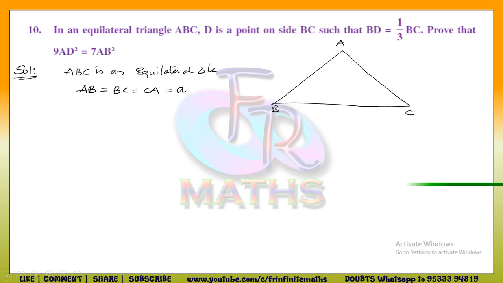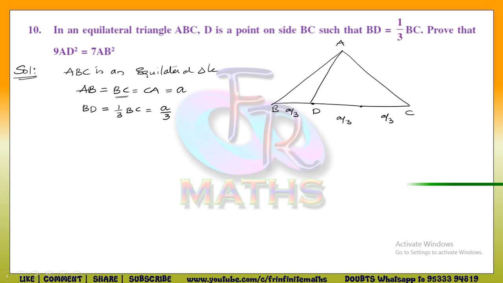Right. Next, D is a point on side BC such that BD is equal to 1/3 of BC. That means if you divide this particular side into 3 parts, this point D is nothing but 1/3 of BC. So already we know BC is equal to A. So BD is equal to 1/3 of BC. So instead of BC, I can write it as A by 3. Now this length is A by 3. This length is also A by 3 and this length is also A by 3. Okay, next. So this is AD.